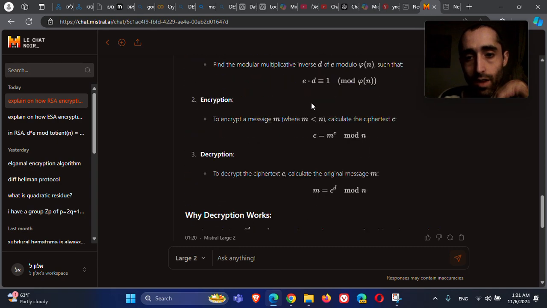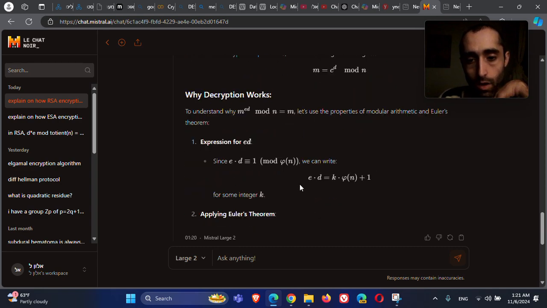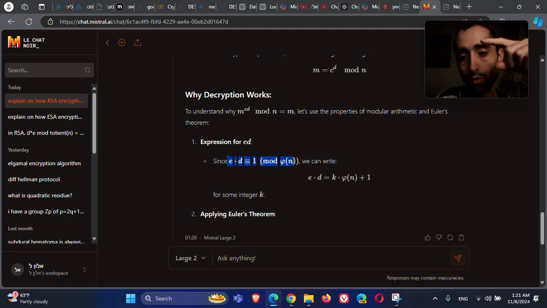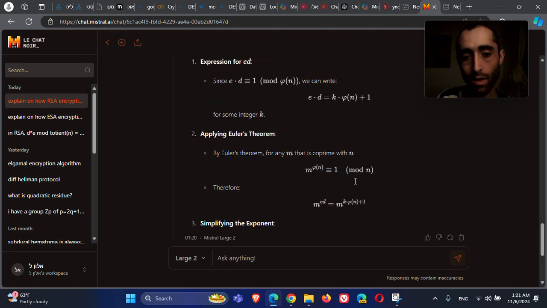Now I can say that E times D is like K, because remember that E times D equals 1 in modulo totient of n. So E times D is like K times totient of n plus 1, because in modulo it equals 1, so it's some multiple of totient of n, where K is some number, doesn't matter, plus 1. So we know that this is what happens.